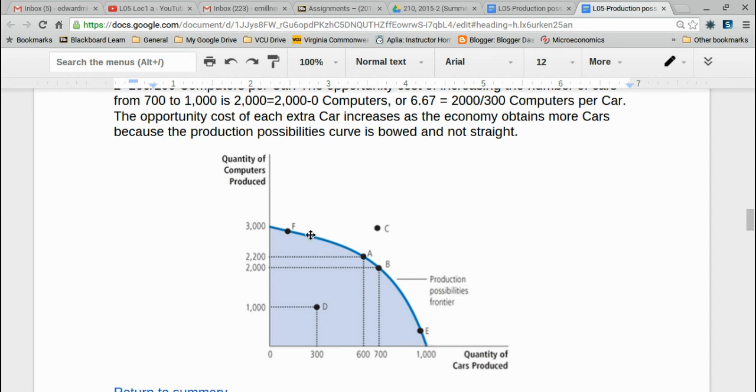Notice, the opportunity cost of an additional car goes from 1.67 to 2 to 6.67. Because this curve is bowed, the opportunity cost of an additional car increases as we obtain more and more cars. The reason the frontier is curved or bowed is because some resources are more productive or better suited to make computers, and other resources are better suited to make cars.